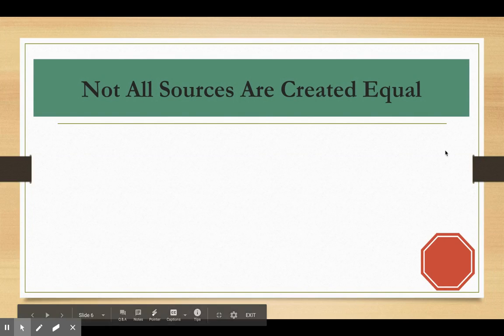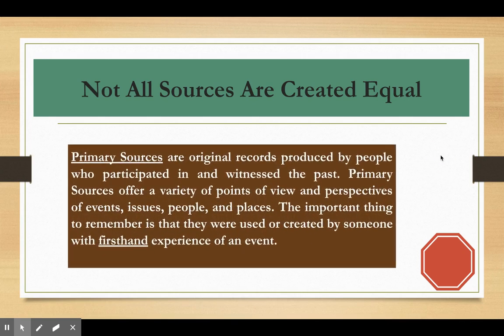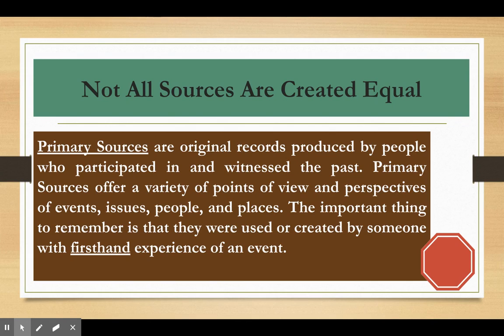All right. Not all sources are created equal. There are different kinds of sources. You've got primary sources. Primary sources are original records of events produced by people who were there. They witnessed the event. They participated maybe in the event. And primary sources offer different points of view and perspectives of events that occur. So the thing you've got to remember is that primary sources were created by someone who had first-hand experience.